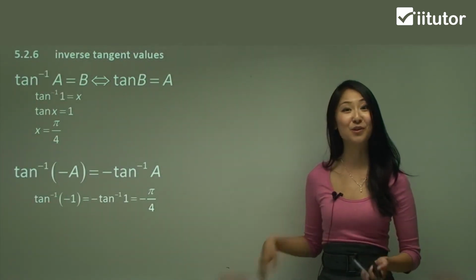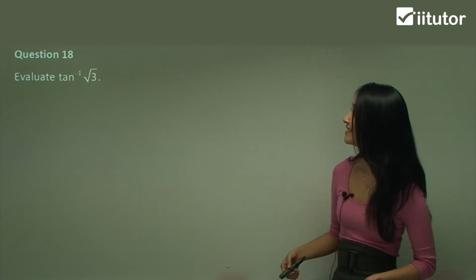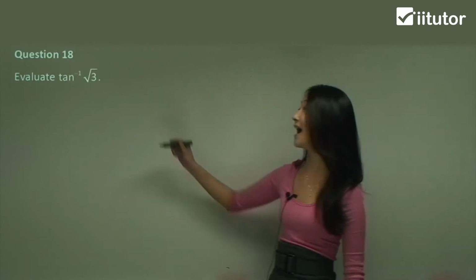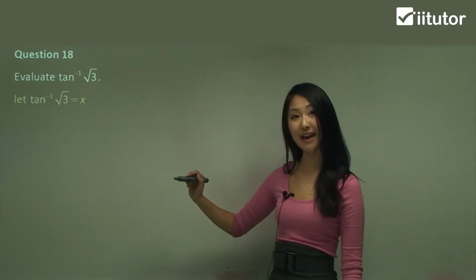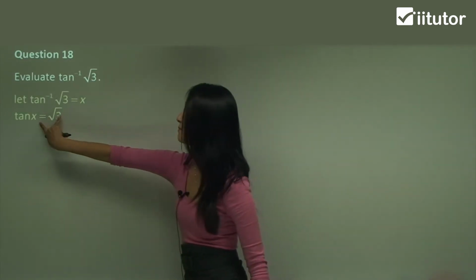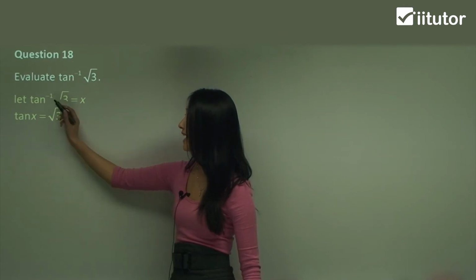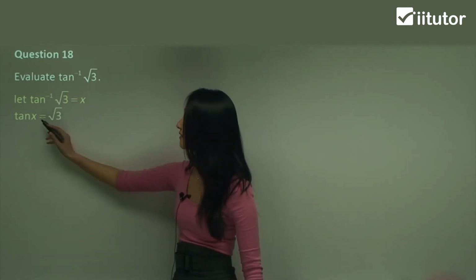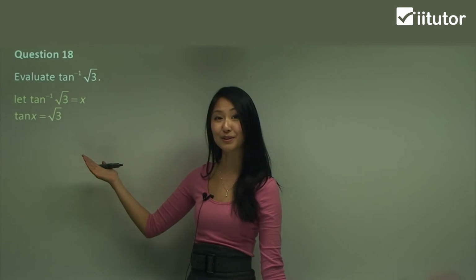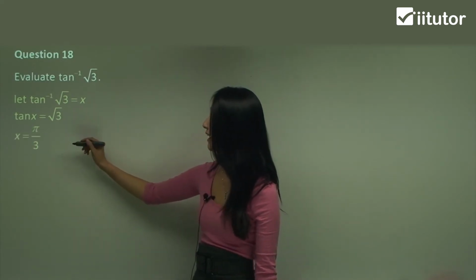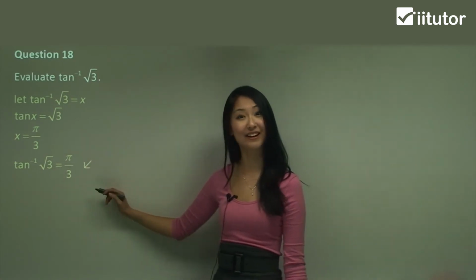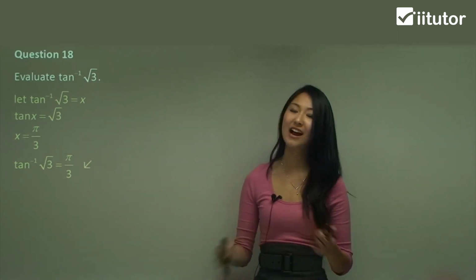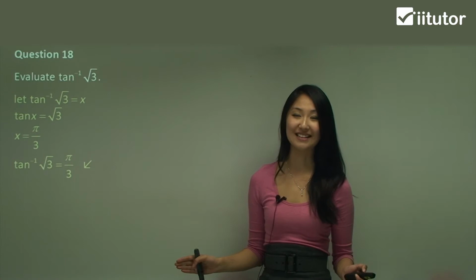Alright, let's work through some questions now. So in question 18, we want to evaluate inverse tan of square root 3. First thing, let it equal x. Second thing, flip the x and the square root 3 and get rid of the inverse. Third thing, think tan of what equals square root 3, pi on 3, and we want to answer with inverse tan equals pi on 3. Yeah, simple enough, very similar to what we've been doing previously, isn't it?